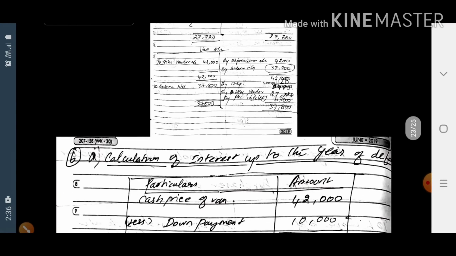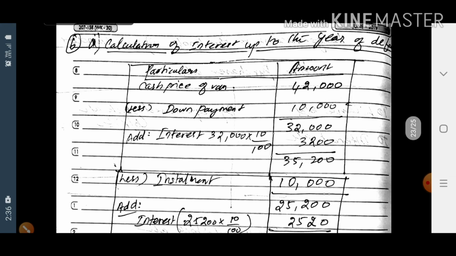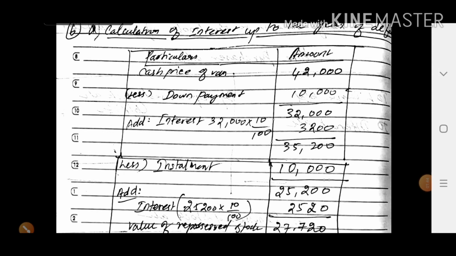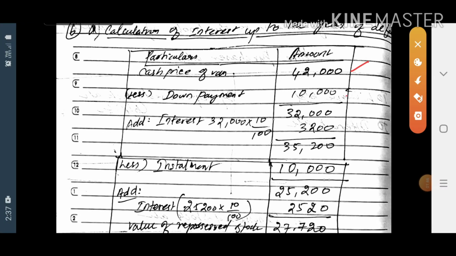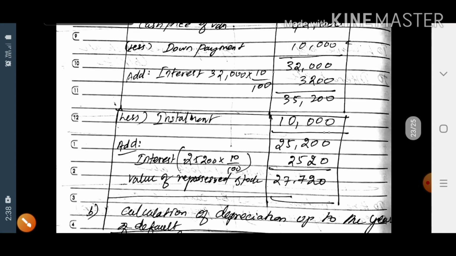Here is the calculation of interest up to the year of default. First, the cash price, that is 42,000, less the down payment 10,000, then the balance will be 32,000. On 32,000, the rate of interest is 10%, that is 3,200, and adding the interest we get 35,200, and again less installment of 10,000 for the first year. After deducting the installment, the amount comes to 25,200.